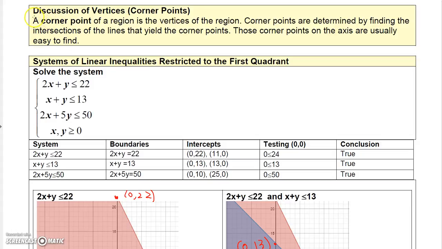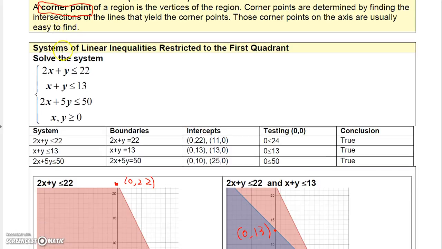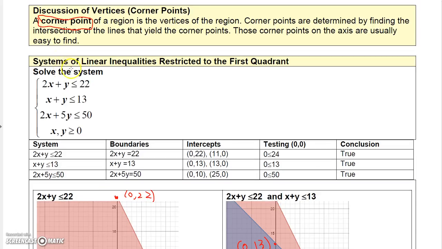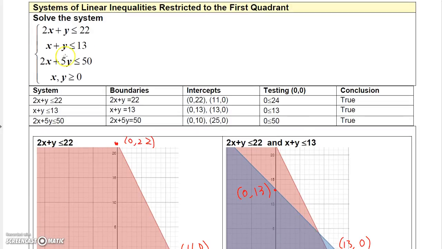Okay, so in the second video here, I'm going to talk about what a corner point is. Some texts actually call them vertices, but basically, for corner points, you find the intersection of the lines, and that's what yields the corner point. So let's look at a region and identify the corner points.